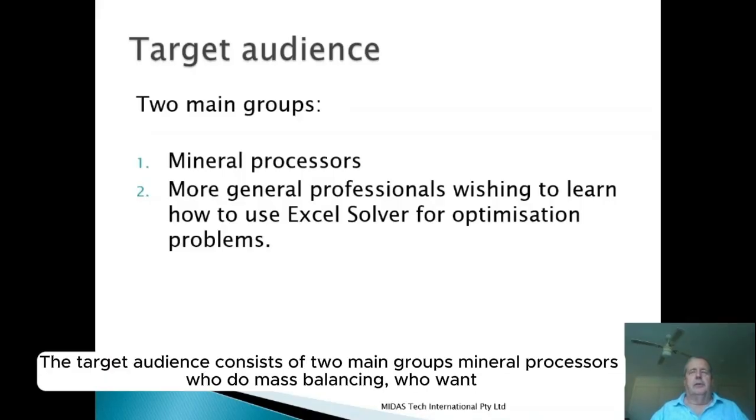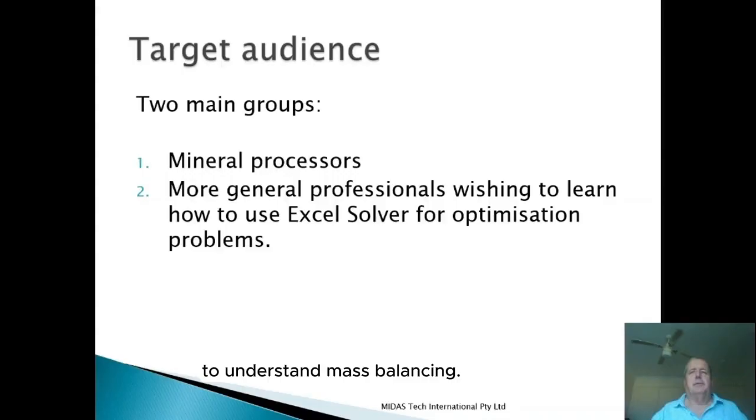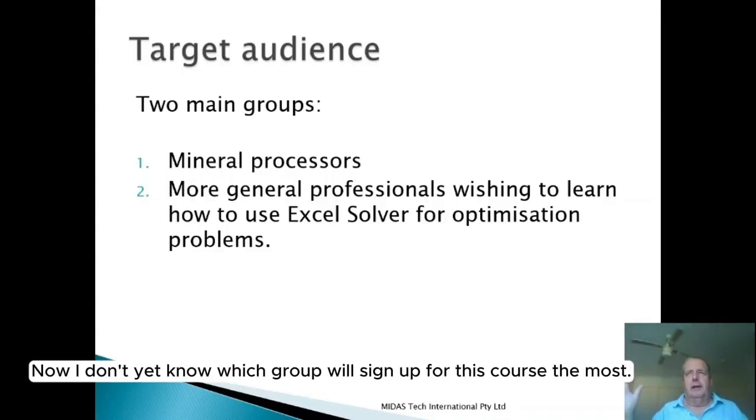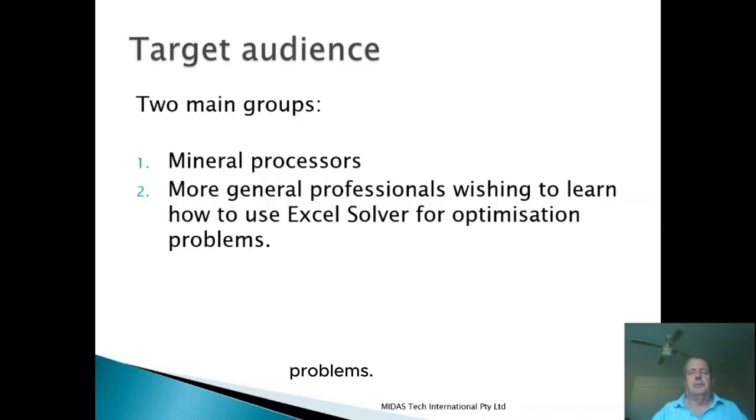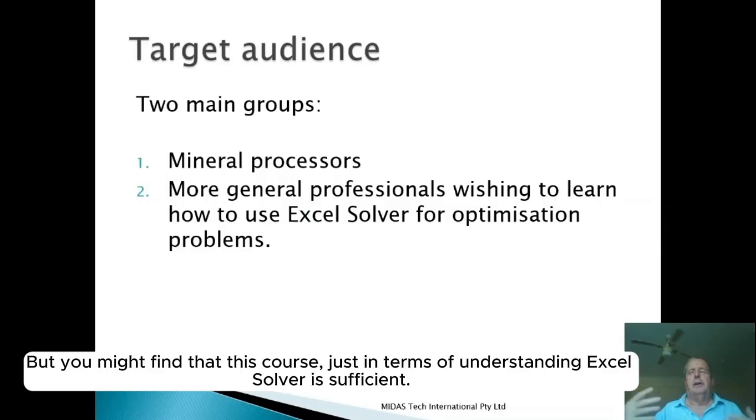The target audience consists of 2 main groups: mineral processors who do mass balancing, who want to understand mass balancing. But there is a second group. Now, I don't yet know which group will sign up for this course the most, but it's also suitable for general professionals wishing to learn how to use Excel Solver for optimization problems.